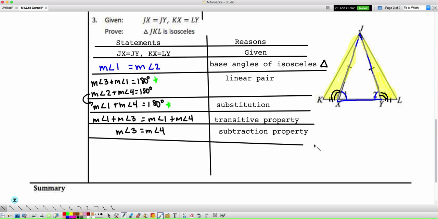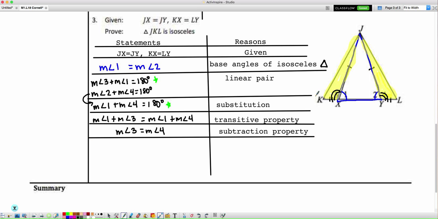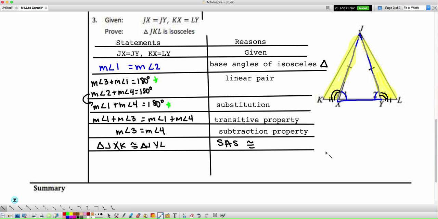So now I can jump to say that those two yellow triangles are congruent. So triangle JXK is congruent to triangle JYL because of SAS congruence. If those are congruent, that must mean that their corresponding parts are congruent, so I can use CPCTC. Corresponding parts of congruent triangles are congruent.